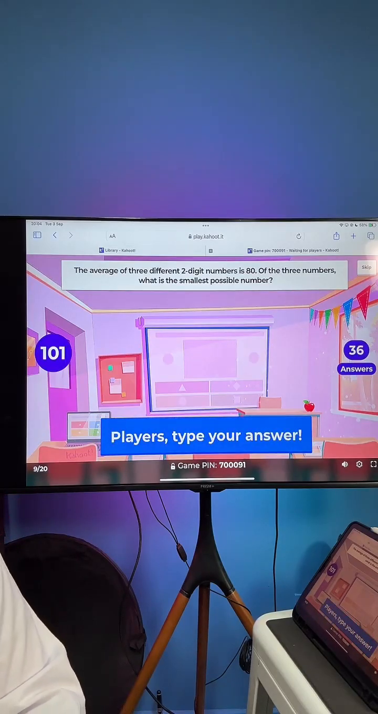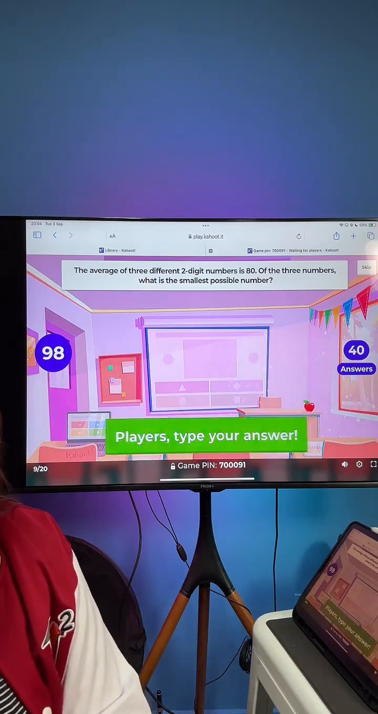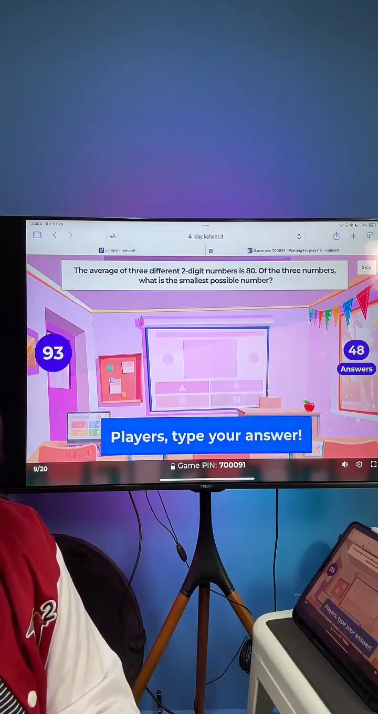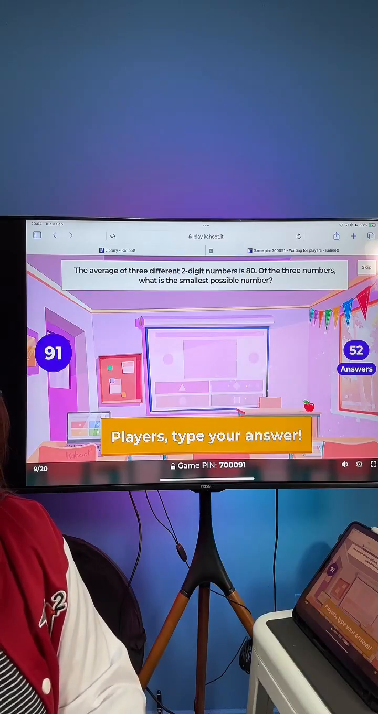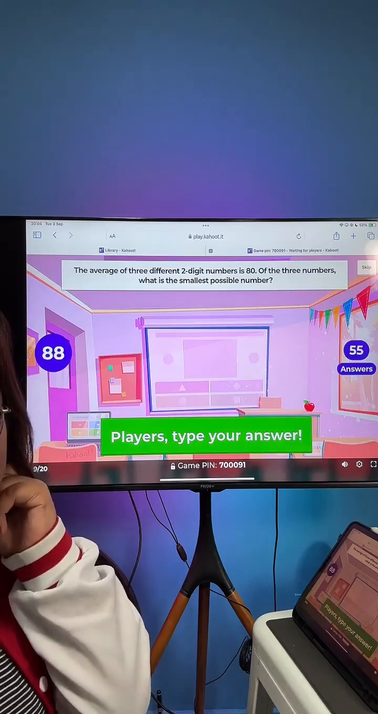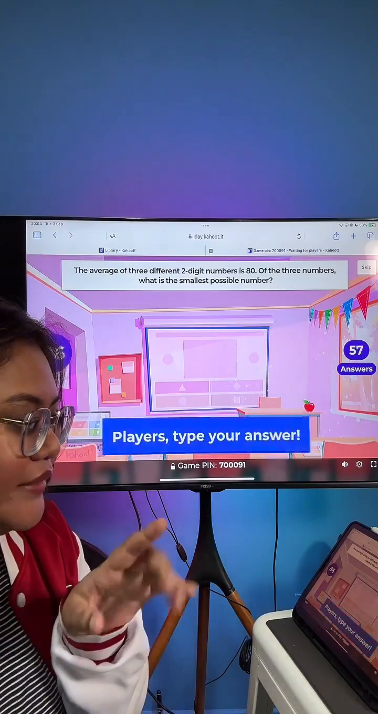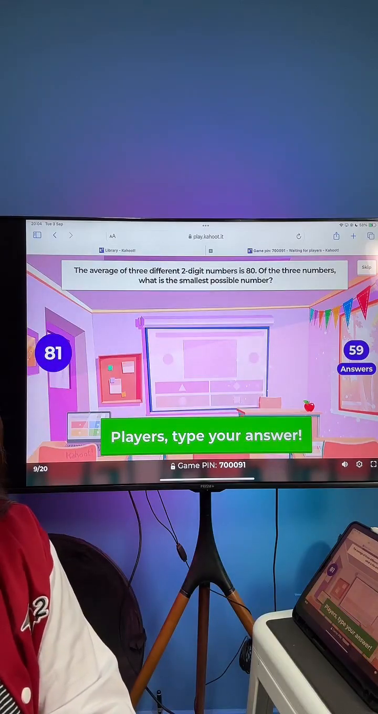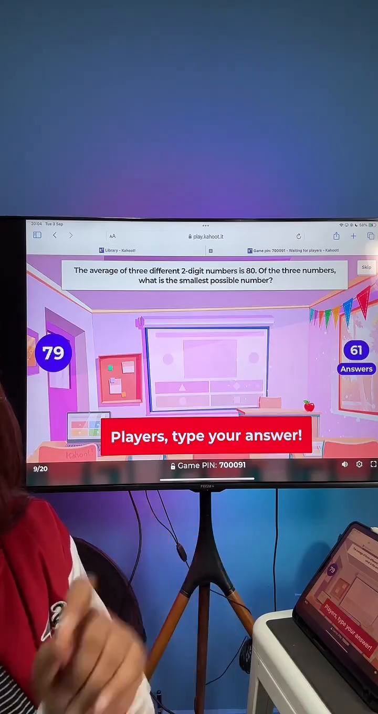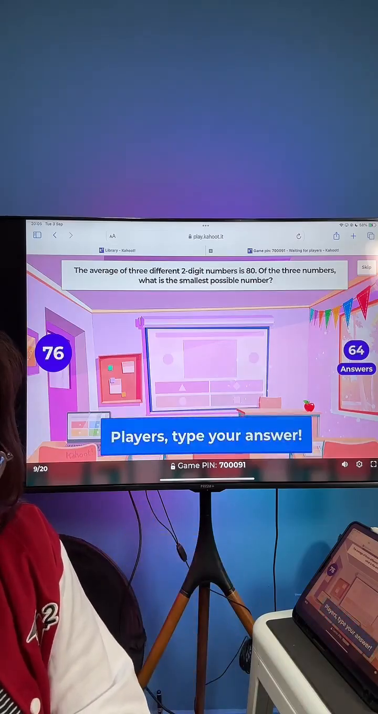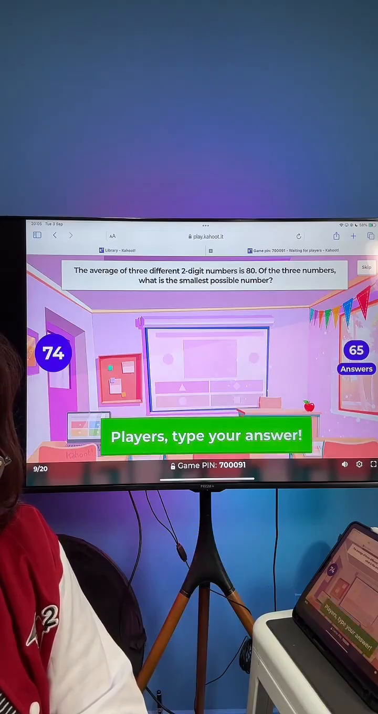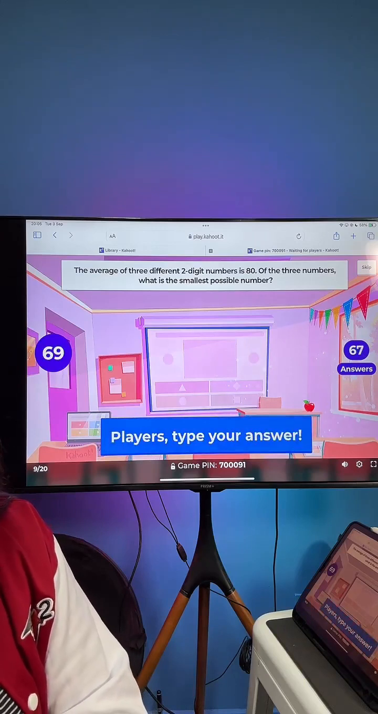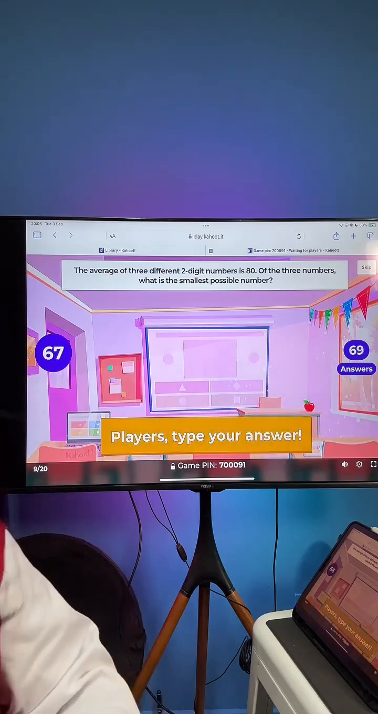Okay? I'm sure a lot of you can get this. Okay, you have to read very carefully. We want different 2-digit numbers. Okay? It must be different. The 3 numbers must be different.